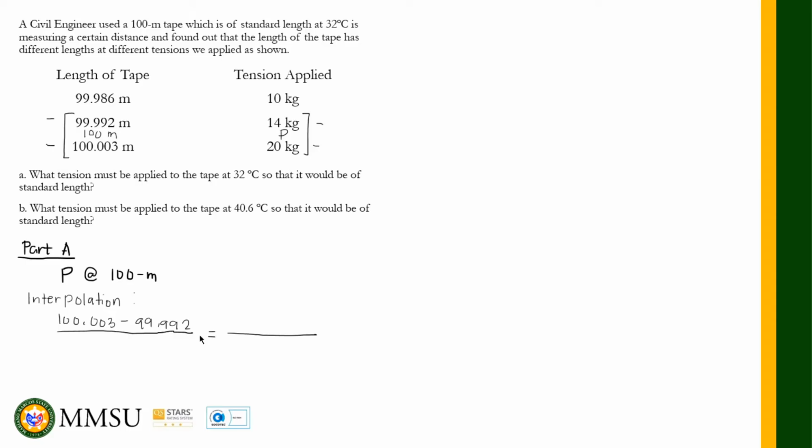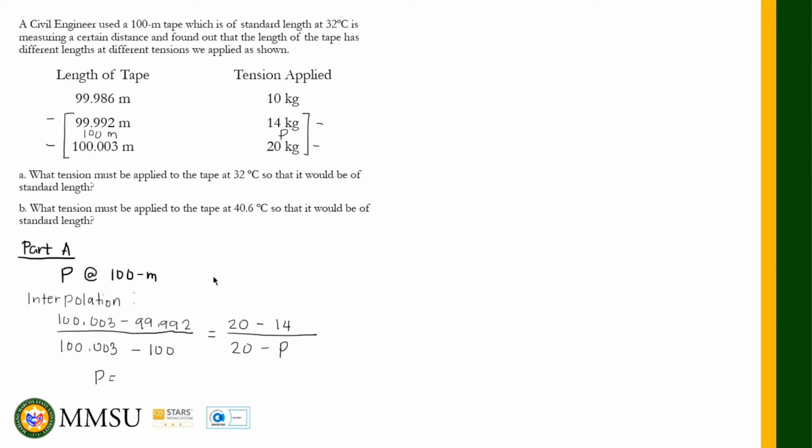Here, we equate it to 20 kilograms minus 14 kilograms. In the denominator, any two pairs will do, as long as the unknown is included. So we are going to use 100.003 minus 100, using the 100 and p pair. So that's 20 minus p. Now we can solve for the value of p using simple algebra.